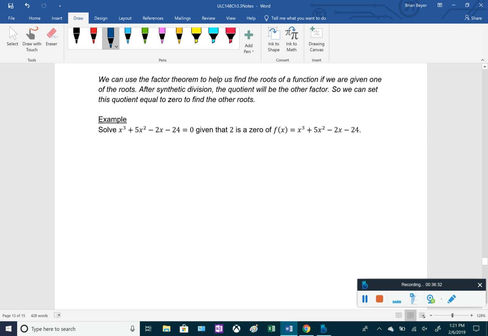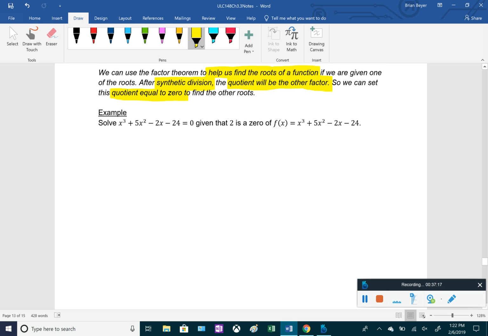So for the factor theorem, the majority of the point is that it's going to help us find roots, which are the x-intercepts, if we're given one of the roots. So we're going to be given a function. We're going to be told what one of the x-intercepts is. We're going to use the factor theorem to help us find the other roots, the other x-intercepts, by using synthetic division. So once we use synthetic division, the quotient is going to be the other factor. So we're going to set that equal to 0 to find the other roots.